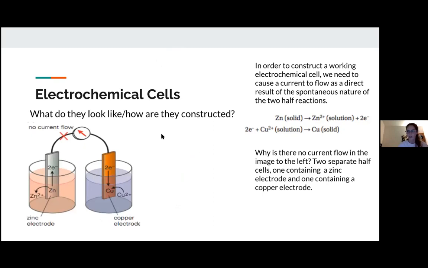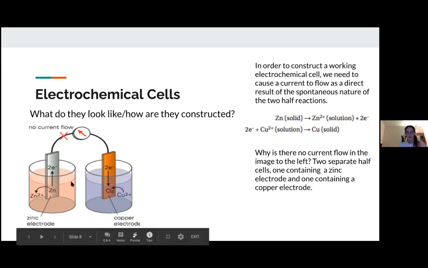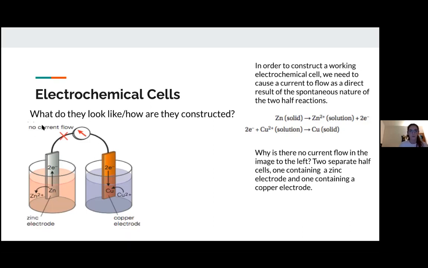Now, this is another possible situation. Again, it's the zinc electrode in solution and the copper electrode in solution, but again, they're separated. Why won't current flow? You can take a few minutes to think about it and then send it in the chat again.